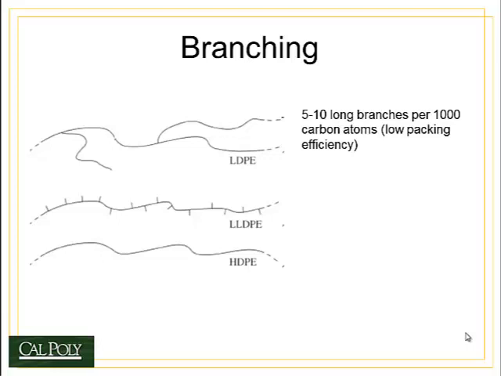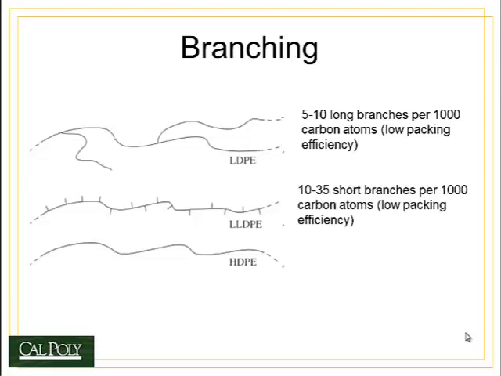For example, low density polyethylene has long branches that are widely spaced out. This results in a low packing efficiency because the long branches prevent the molecules from organizing into crystals. Very low density polyethylene has 10 to 35 short branches per 1,000 carbon atoms. In other words, many small short branches occur along the chain. This also results in a relatively low packing density.